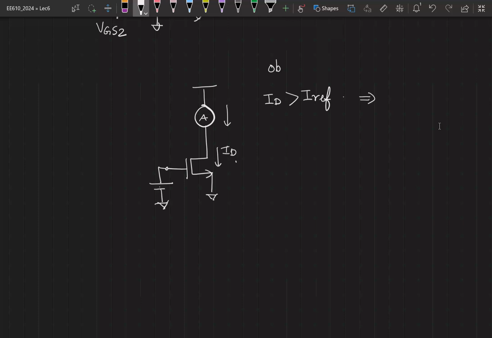So this is the observation, and I need to take some action on it. And what is the action I need to take? I need to reduce VGS. Now I keep reducing till what point? Till ID becomes equal to IREF. Now, if your ID was lesser than IREF, then I need to increase the VGS. So this is a closed loop control.